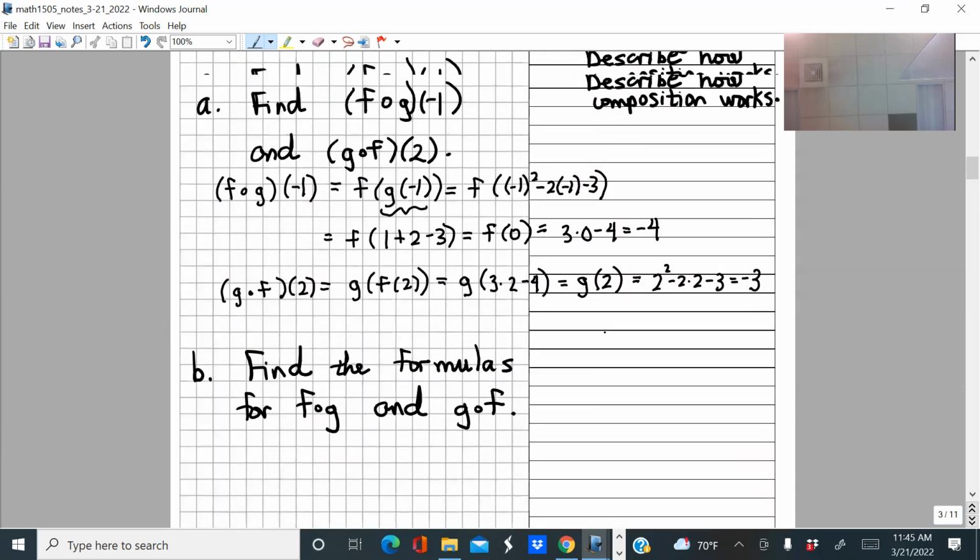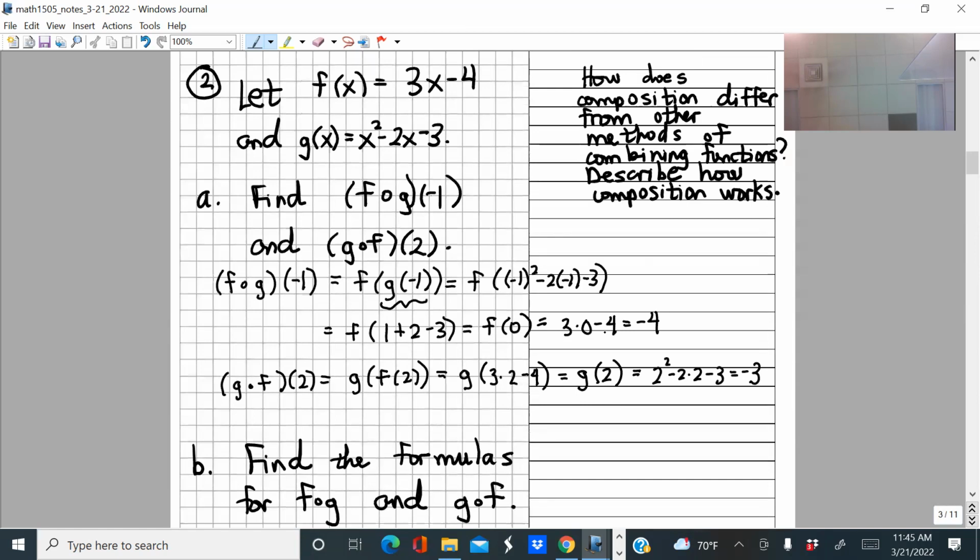All right, now let's go back to these two functions. So these are slightly different f and g's. All right, so 3x minus 4 and x squared minus 2x minus 3. A moment ago we found f compose g of -1 and g compose f of 2. Let's find the complete formulas for these two functions.